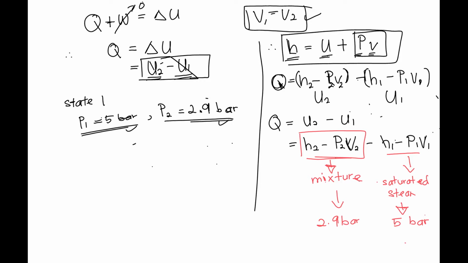So now we need to use this formula and this formula for the mixture. When you say mixture, you must have the quality. In this case, the quality is 0.6 from the question. So we're going to proceed straight to the calculation. As I said just now, we're going to do the calculation at state 2, mixture.